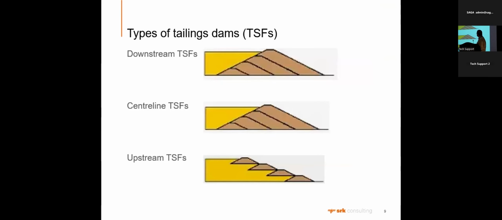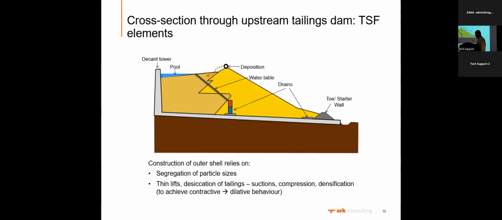Typically there are three types of tailings dams. You get downstream ones, where there's basically an earth or rockfill embankment and the tailings get stored behind it. You can have a centerline, where the tailings dam is built up more vertically, and then upstream tailings dams, where you need to make sure that the tailings dries out sufficiently.